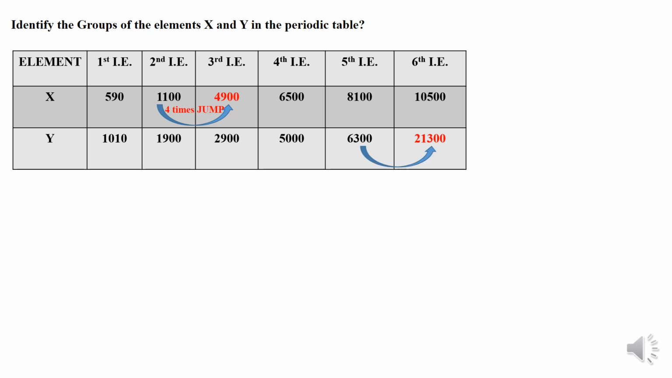And similarly for element Y, you can see that there is a 3 times jump between the 5th and the 6th ionization, and therefore since you see the jump in the 6th ionization, it belongs to group 5.